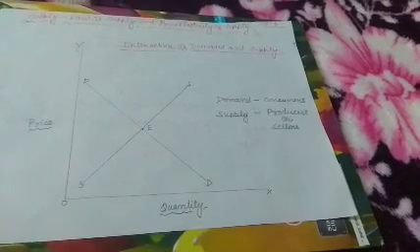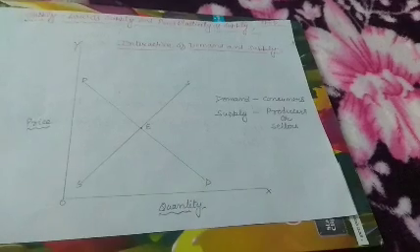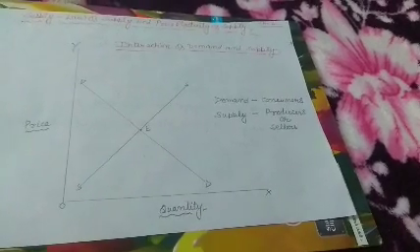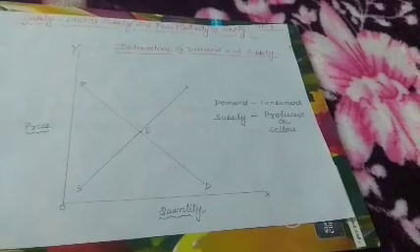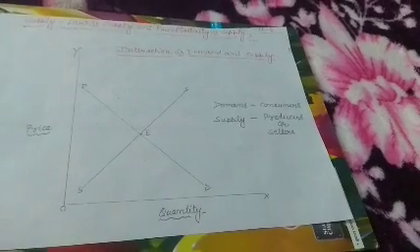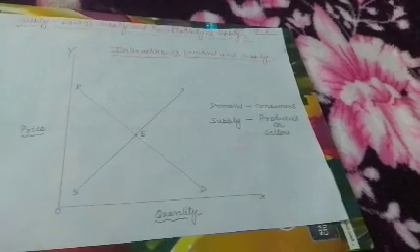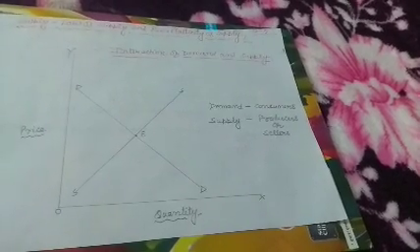Today we are going to start the 5th chapter: supply, law of supply and price elasticity of supply. In a free enterprise economy, prices are determined by the interaction of demand and supply.